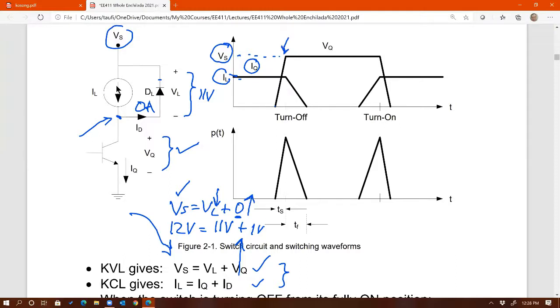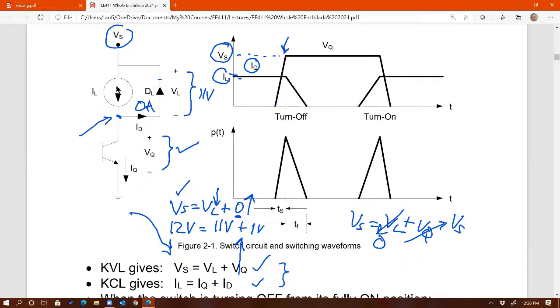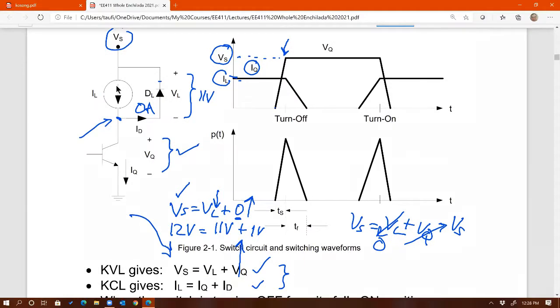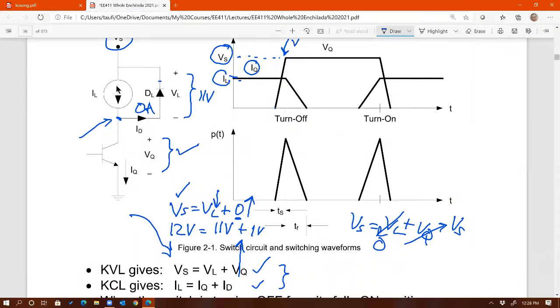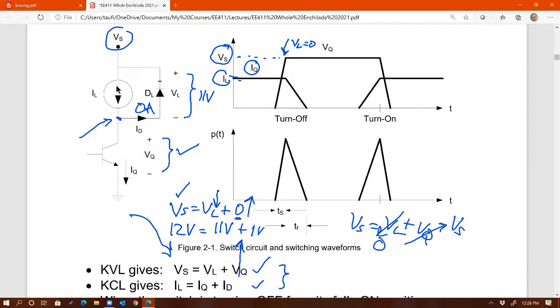So Vs is equal to VL plus VQ. Well, if VQ is equal to Vs, then that means VL is equal to 0. So at this point, VL is equal to 0. When VL is equal to 0, that's when the diode conducts. That's when current can now take over, or not take over, but takes turn. Now current goes down gradually, from the assumption.